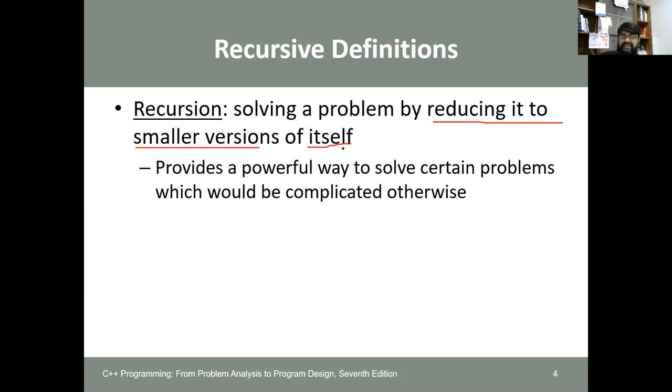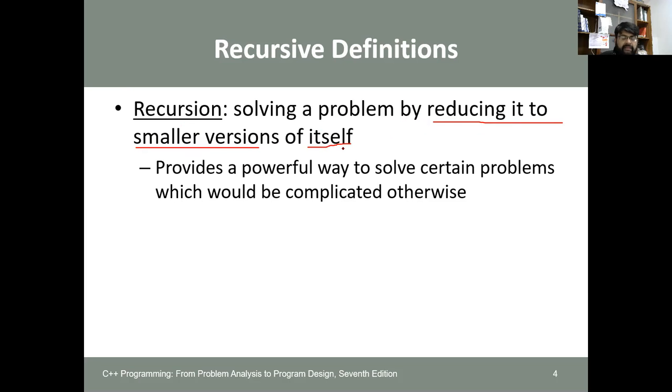So the smaller version is the same version. The version does not change. It has just become a relatively simpler, less complex problem as compared to the original problem. However, the problem still remains the same. The nature of the problem has not changed. The working for it would still be the same.